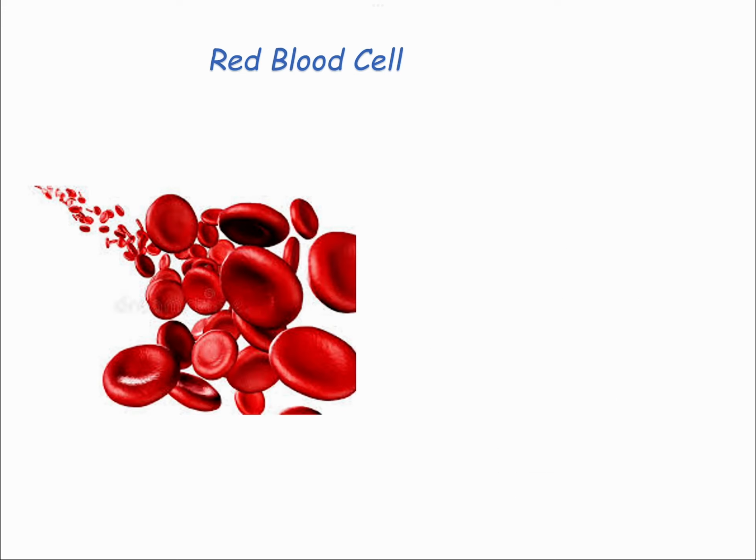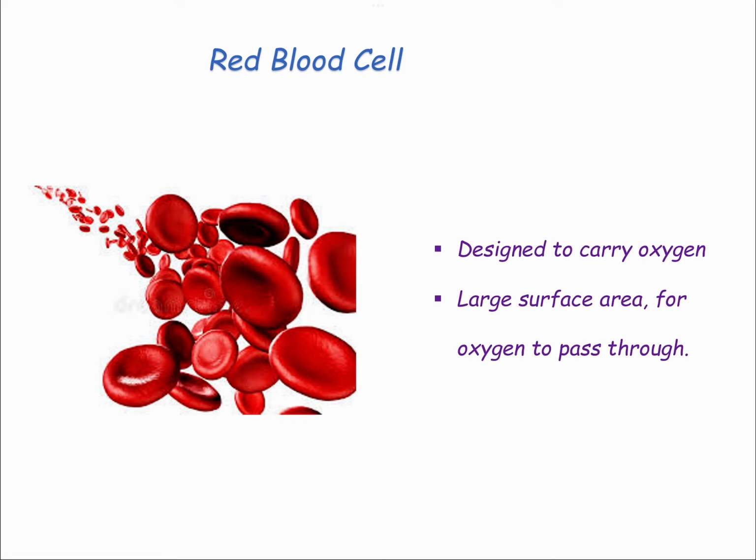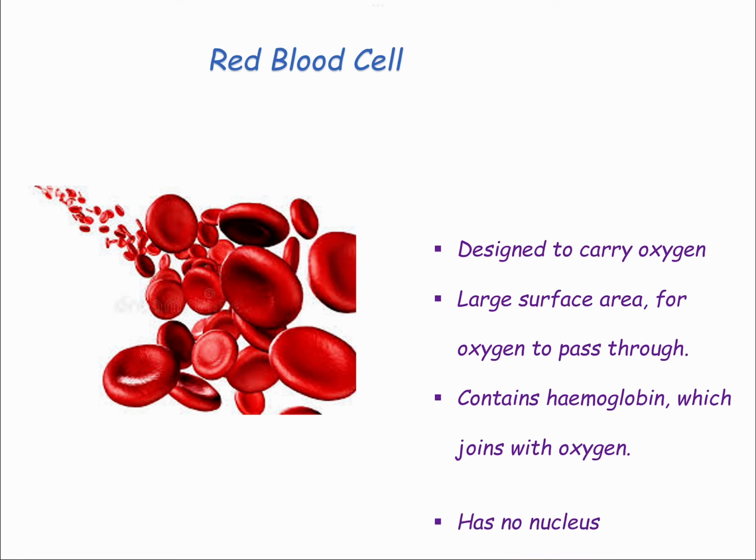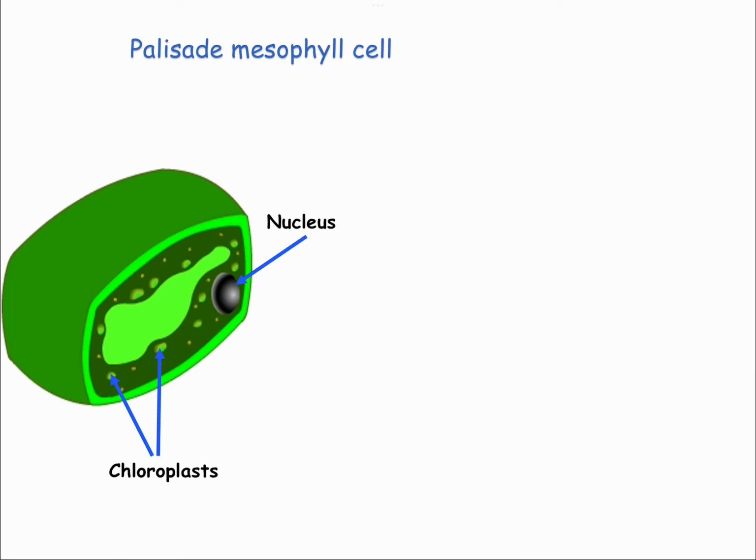Next one is the red blood cell. Now the red blood cell is specifically designed to carry oxygen. It's got a large surface area which allows oxygen to pass through. It contains hemoglobin, and the oxygen molecules attach to the hemoglobin. And of course, the red blood cell does not have a nucleus, which also enhances its large surface area, and it's biconcave in shape as well, so it's specifically designed for its function.